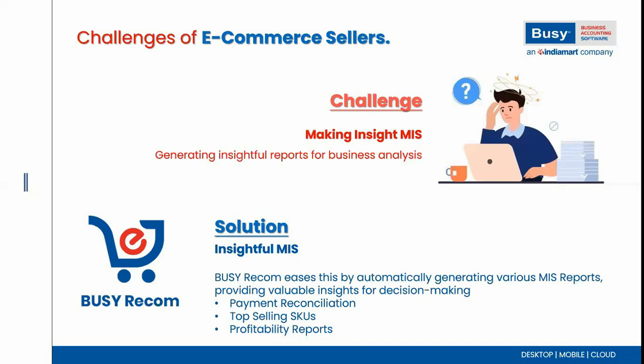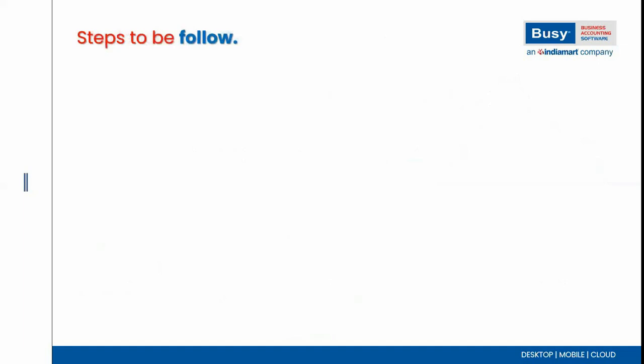It will give you better decision making in this competitive world. So payment reconciliation, you can do it here. You can get the payment reconciliation report as well as top selling SKUs. Up to 99 of the most selling SKUs you can get from here. And profitability reports you can also see here: SKU wise profit, item wise profit, etc. These are the importance, benefits and usage of the specific add-on called BUSY Recom.